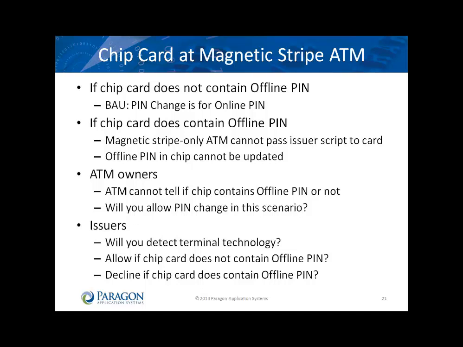If so, you will pass the PIN change request to the issuer and hope that they will take the appropriate action. As an issuer, you will need to look at the transaction and determine if it was initiated by a chip card at an ATM that is not chip enabled. If so, you could allow the transaction to proceed if the card does not support offline PIN. But if the card does contain an offline PIN, you would want to decline this PIN change, since you cannot send a PIN change command to the card to update the offline PIN in the chip because the ATM cannot pass that issuer script to the card. You would end up with an out-of-sync condition.